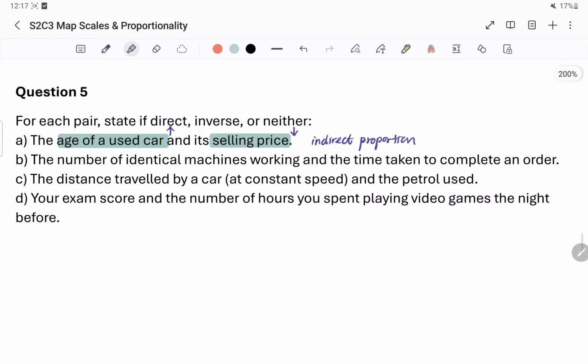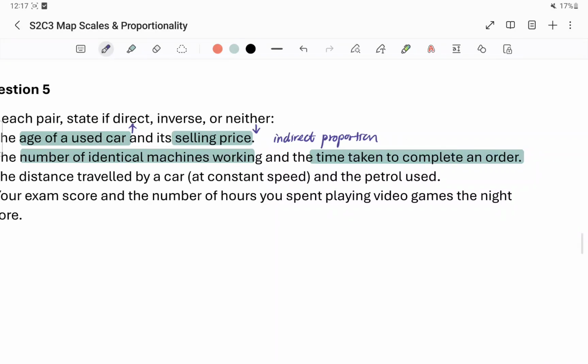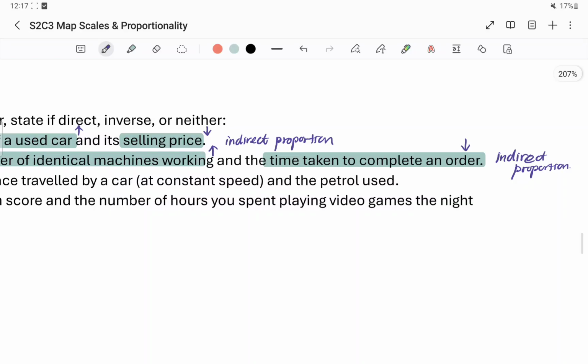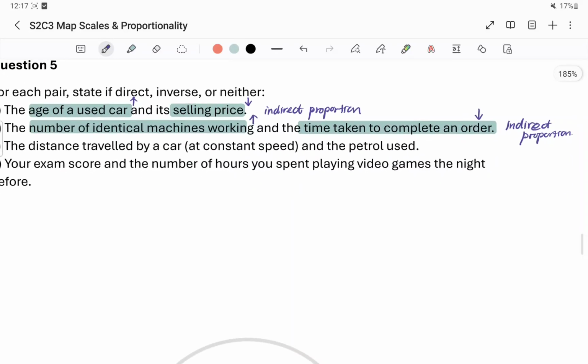Okay, next, the number of identical machines working and the time taken to complete an order. In this case, if you have more machines working, of course you will take shorter time to complete an order also. So here you will have indirect proportion also. Be careful: the shorter the time, the faster it is. Some people will think that faster means that it's going up. No. When you have more machines working together to complete an order, it will decrease the time for you to complete that particular order.